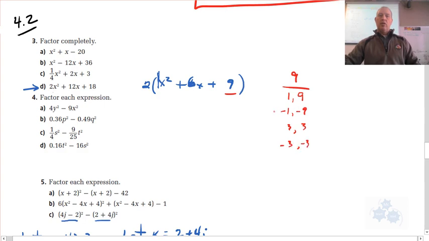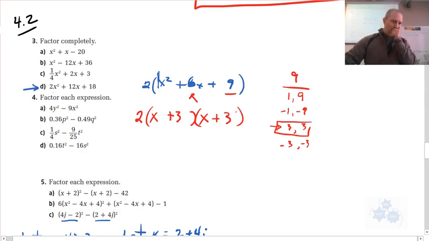-3 and -3. So which set of these factors add up to positive 6? It's these two. So guess what? This is really easy. Keep the 2 there. And now you're going to write the 2 binomials that multiply together to get this trinomial. And of course, x times x right here is going to give you x squared. And then you use these numbers, plus 3 and plus 3. And that is now fully factored.